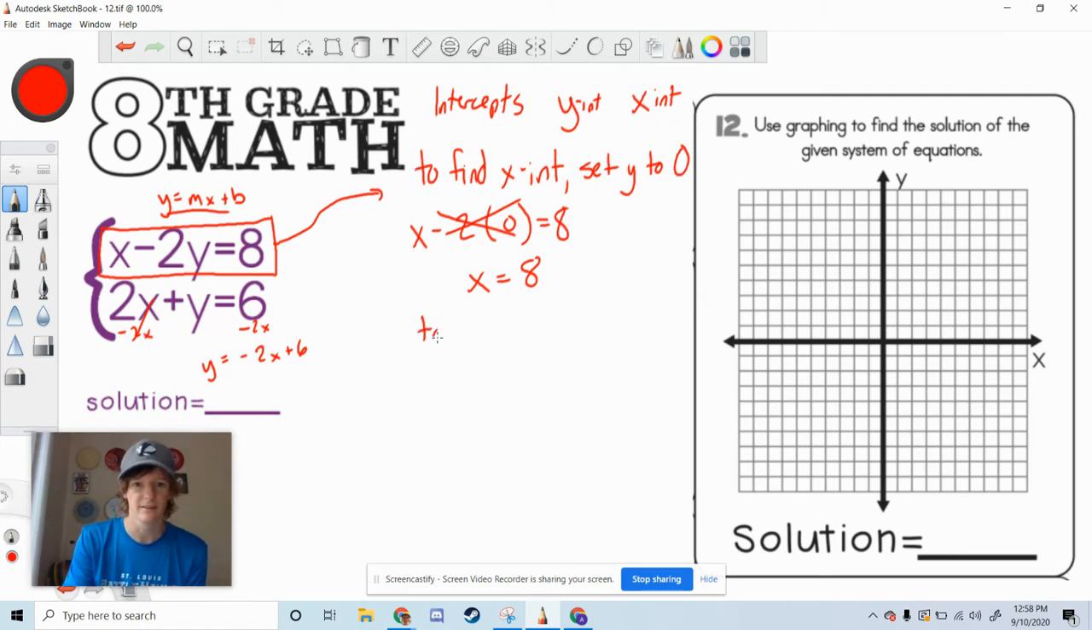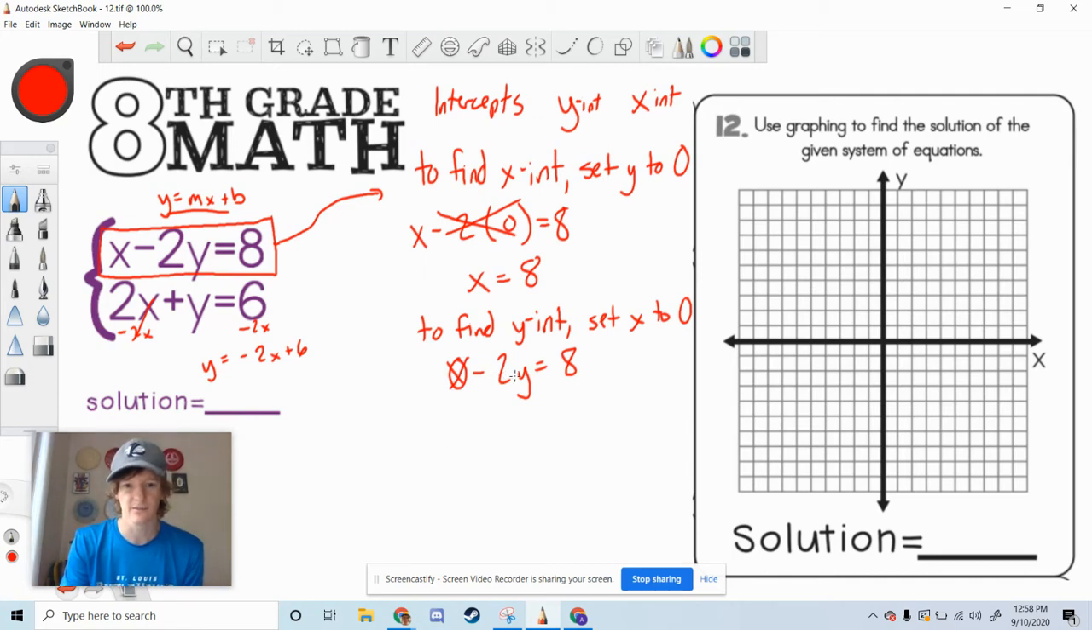To find the y-intercept, set x to 0. So in this equation, we've got 0 minus 2y equals 8. We can get rid of the 0. I have negative 2 times y equals 8. Instead of negative 2 times y, we're going to divide by negative 2, which will get rid of that. We'll have y equals 8 divided by negative 2. 8 divided by 2 is 4, so 8 divided by negative 2 is negative 4.